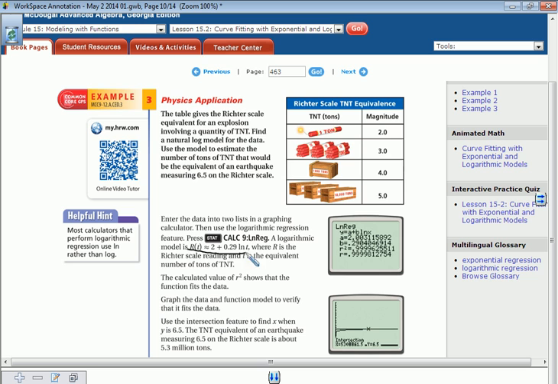So if you enter this data, it might be a good idea to go ahead and look at that scatter plot like we just did. If the scatter plot looks like a log curve, then you're going to use the natural log regression.